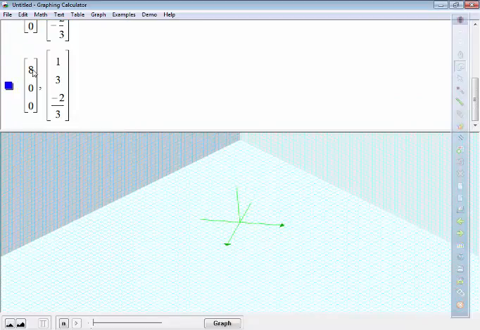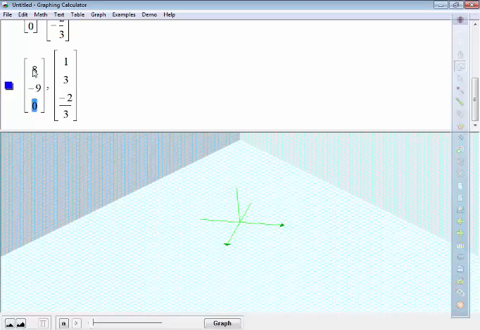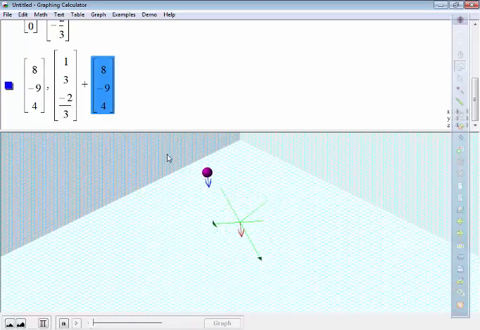And the point, what was the point again? 8, negative 9, and 4. So I'm going to have to add it here as well. So now I have that vector going from the point. You see that blue vector? It's attached to the point. So these two vectors are parallel because they're the same vector, they just got translated.